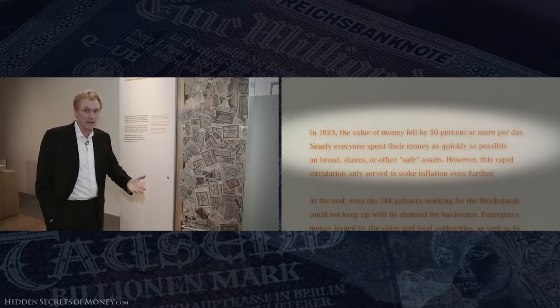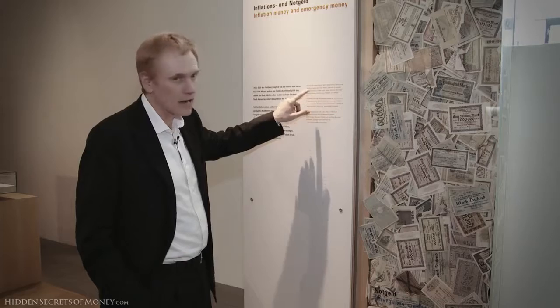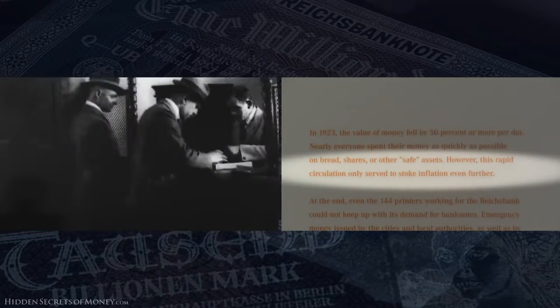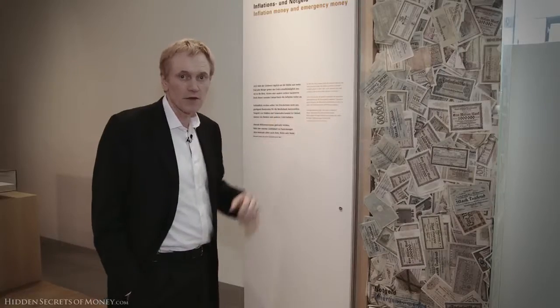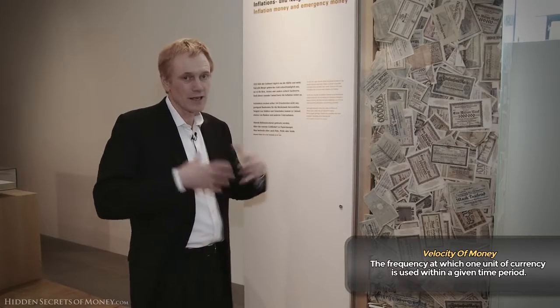So in 1923, the value of money fell by 50% or more per day. So that means prices are doubling every day if it's falling by 50%. Nearly everyone spent their money as quickly as possible on bread, shares, and other safe assets. Well, I don't consider shares safe assets. Actually, the stock market did not keep up with the inflation. However, this rapid circulation only served to stoke inflation even further. That's the function of velocity of money. It's just when velocity picks up, it's just like expanding the quantity. It's got the same effect.